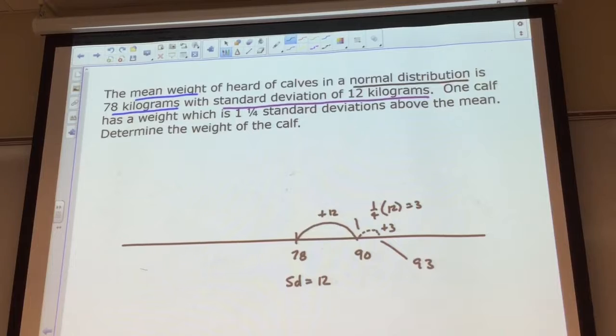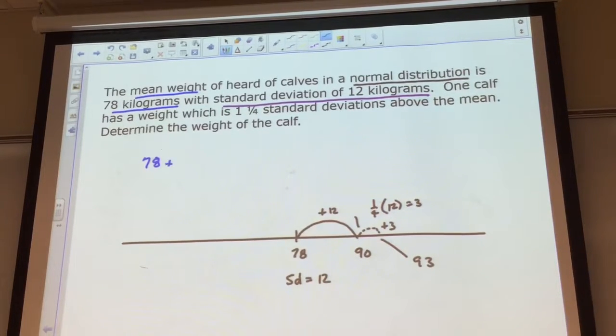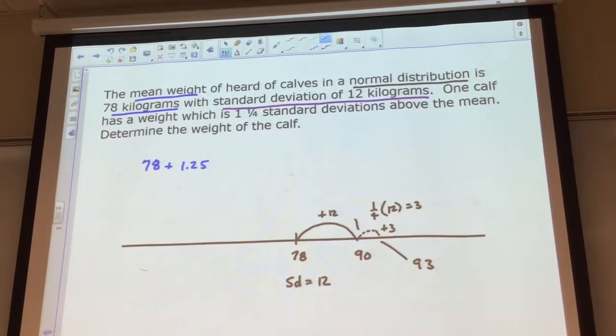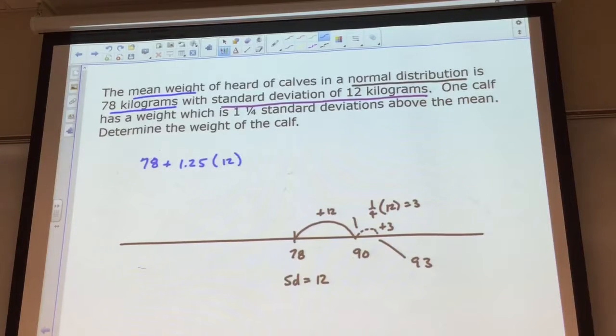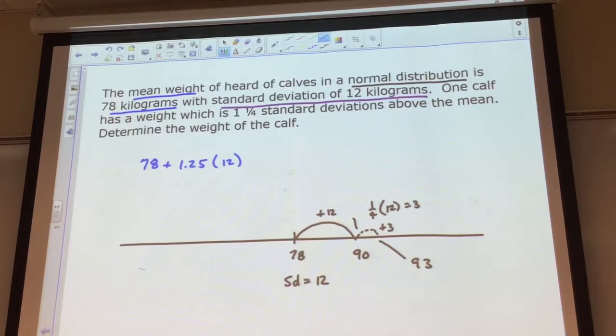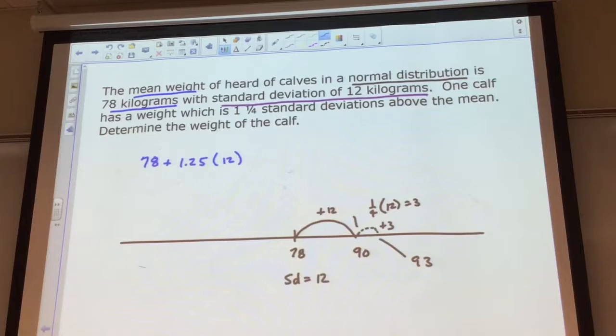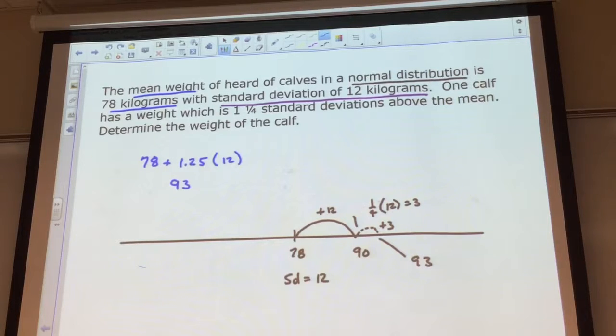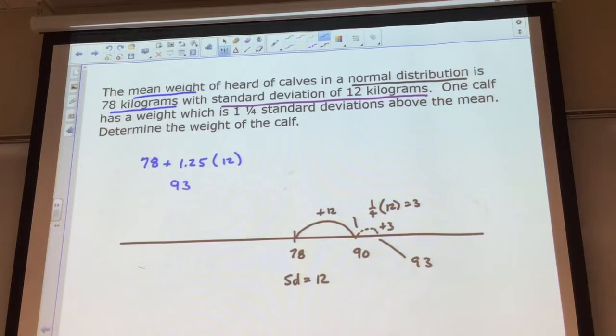Or if we want to do it the shorter way, starting at 78, we have 1 1/4, which is 1.25 full steps of 12, which we could put into the calculator and come up with our value of the same 93 in the problem. No difference, one to the other.